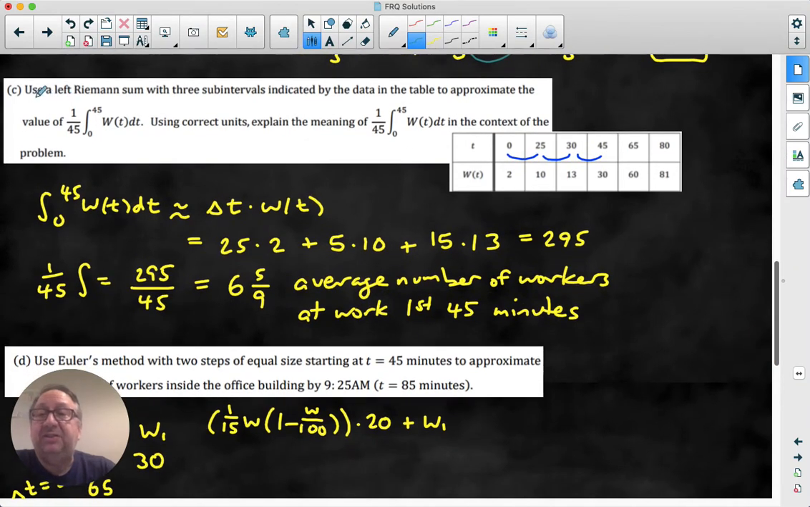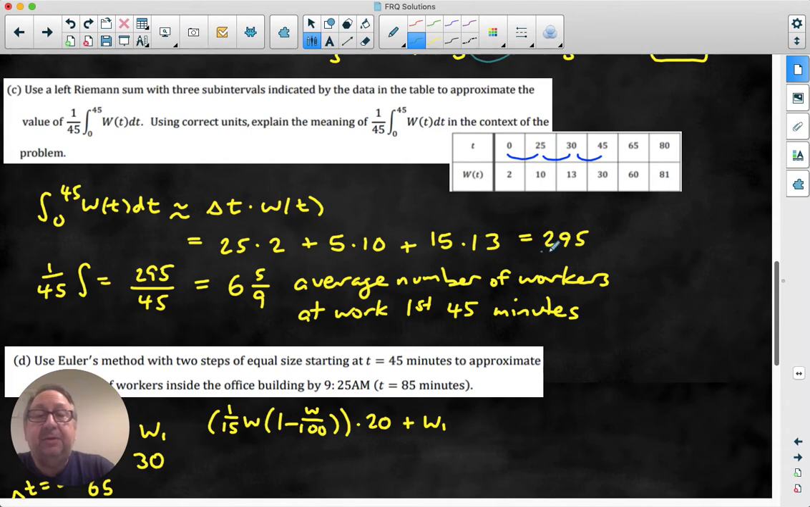Part C asks us to use a left Riemann sum, so from 0 to 45. So here's our little chart again, divided into 3 subintervals, which is natural out to 45. The Riemann sum is simply the delta t times the height, but the height on the left. So the first delta t is 25, and the height on the left is 2. 25 times 2. The second delta t is 5, height on the left is 10. And the third delta t is 15, and the height on the left is 13.